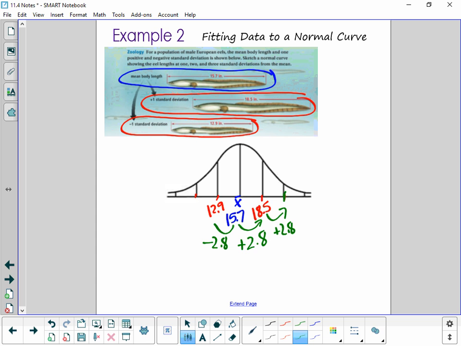If we add another standard deviation, we will get 21.3. And if we add another standard deviation to get to this bar, that would be 24.1. We can do that same thing on the other side, but we're subtracting. So we subtract another standard deviation to get to 10.1, and subtract another to get to 7.3. So we've now fit it to the curve, and we can answer questions at this point. For example, we know 50% of the fish are between 12.9 and 18.5 inches long.